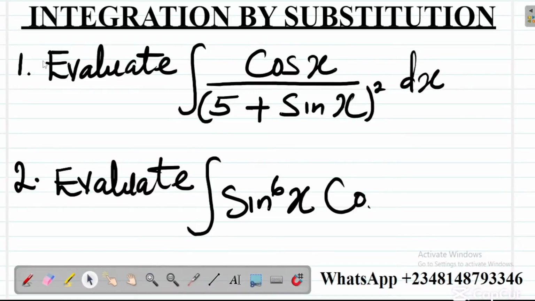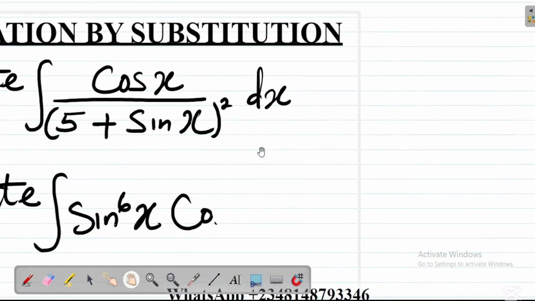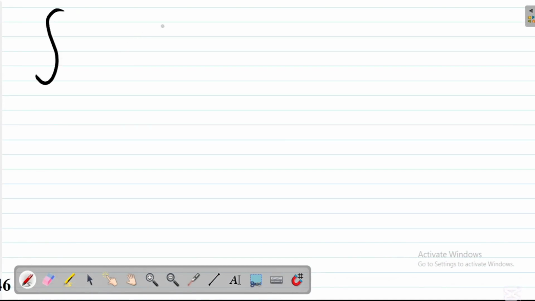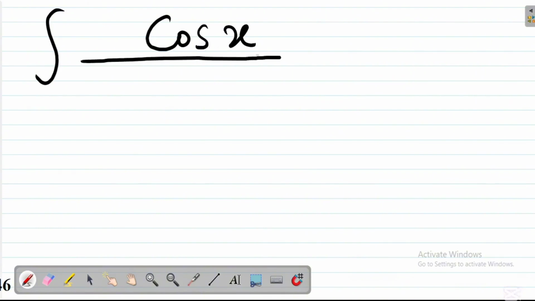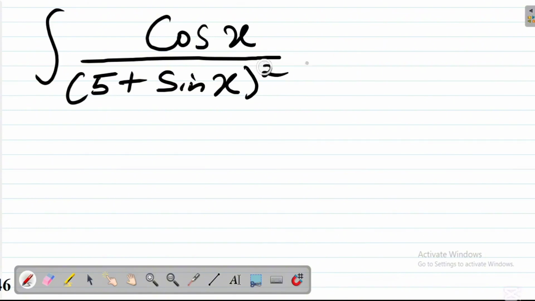Welcome to today's class. So let's solve these questions using integration by substitution method. In the first question, we are asked to evaluate the integral of cos x all over (5 plus sin x) all squared dx. So let's call this equation 1.